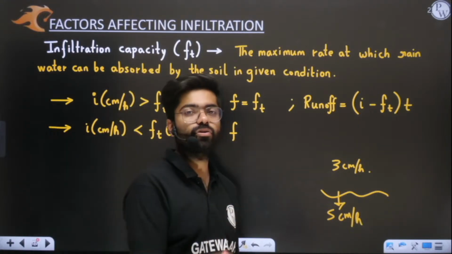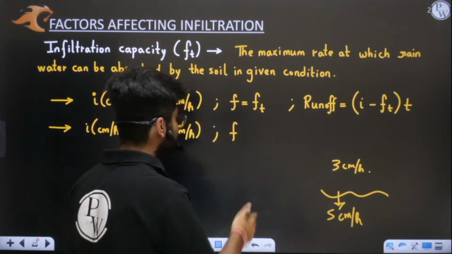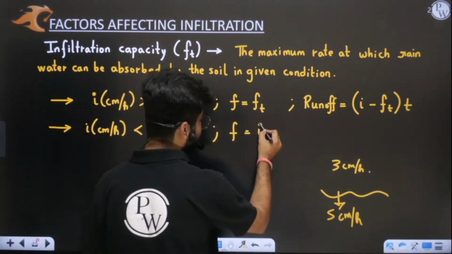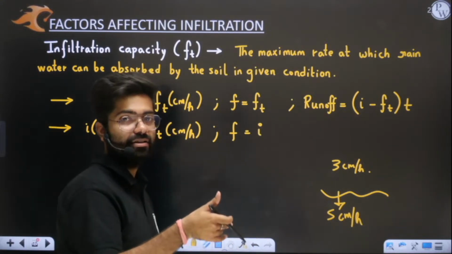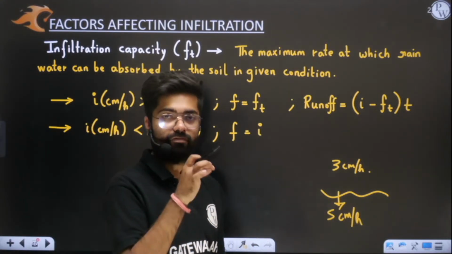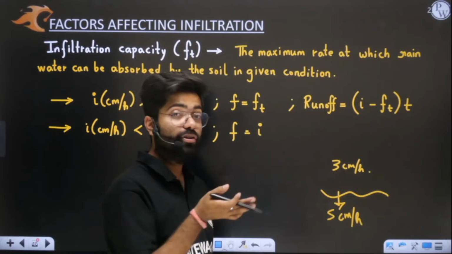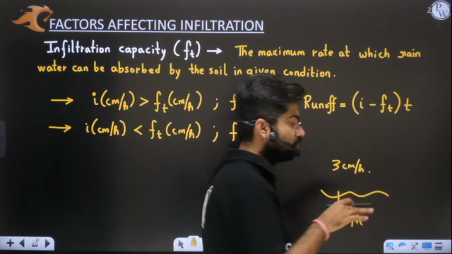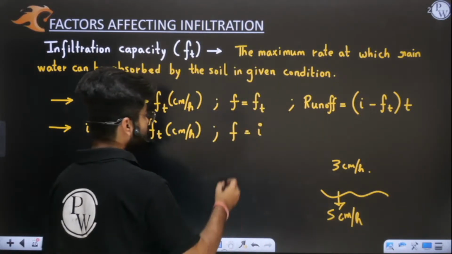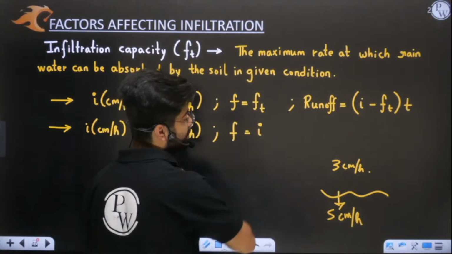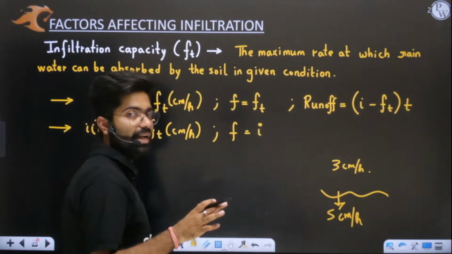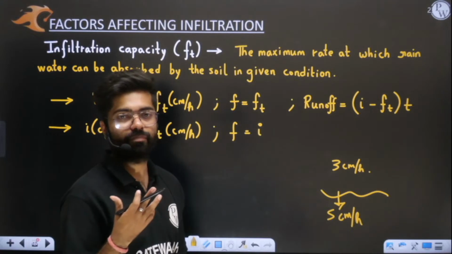Now all the water will go into the ground. Why? You need to understand. In this case, the actual rate of infiltration will be equal to rainfall itself, because rainfall is less than the maximum rate of infiltration. Rainfall is less, so all the water will go inside. Yes or no? So the actual rate of infiltration will be equal to i itself, 3. It cannot take 5, because 5 centimeter of water we are not providing. We are not giving it.